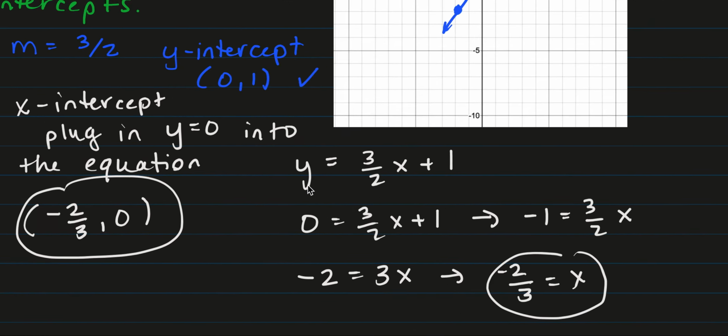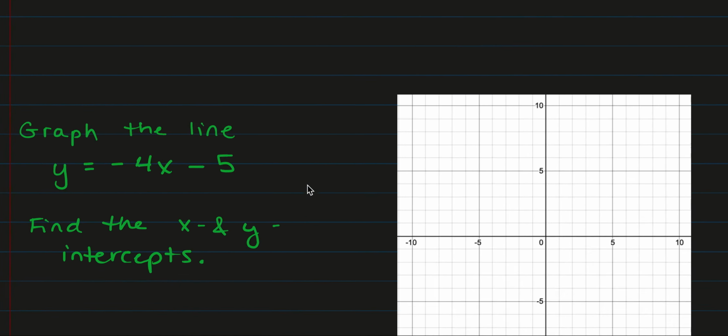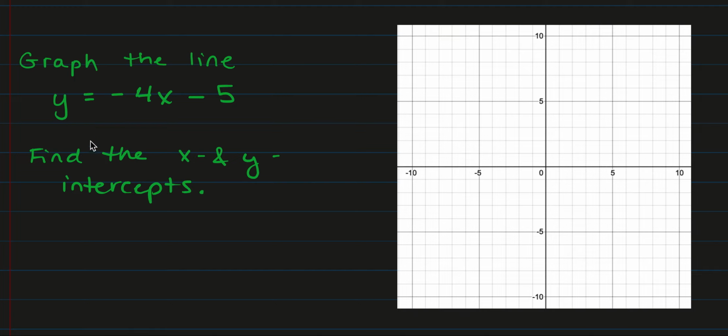Okay, let's look at another problem. Let's graph this line, y is equal to -4x minus 5, and also find the x and y intercepts. Maybe you should pause the video and try to graph the line first, and then when you're done, check and see if you get the same thing I get.